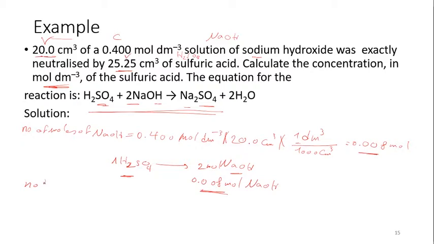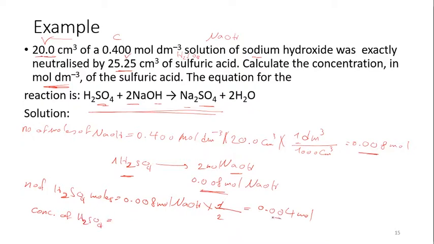So the number of H2SO4 moles would be equal to 0.008 moles NaOH multiplied by 1 and divided by 2. This will be equal to 0.004 moles. The last step would be calculating the concentration of H2SO4.